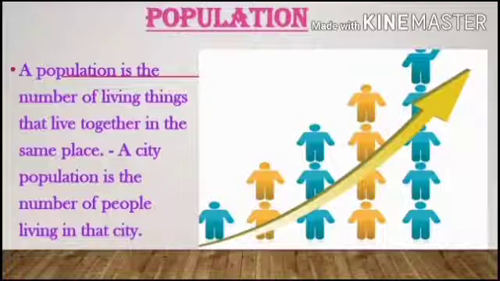Population. A population is the number of living things that live together in the same place. A city population is the number of people living in that city. So, children, population means how many people are living in a particular area. It can be an area, or in one city how many people are living. That can be called the population of that city. And the people living in one country can be called the population of that particular country.